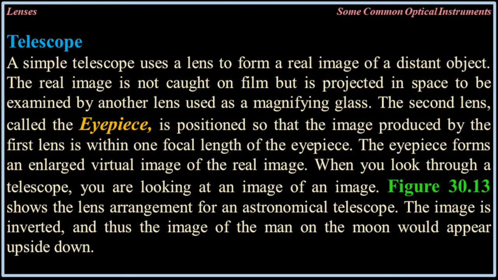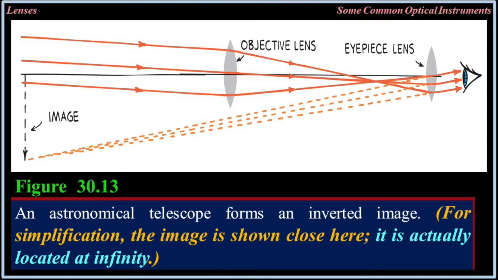Telescope. A simple telescope uses a lens to form a real image of a distant object. The real image is not caught on film but is projected in space to be examined by another lens used as a magnifying glass. The second lens, called the eyepiece, is positioned so that the image produced by the first lens is within one focal length of the eyepiece. The eyepiece produces an enlarged virtual image of the real image. When you look through a telescope, you are looking at an image of an image.